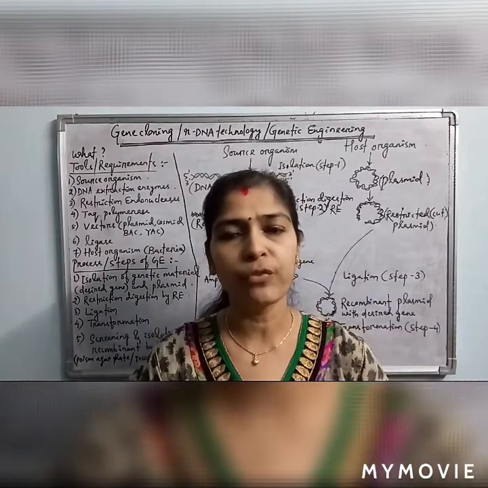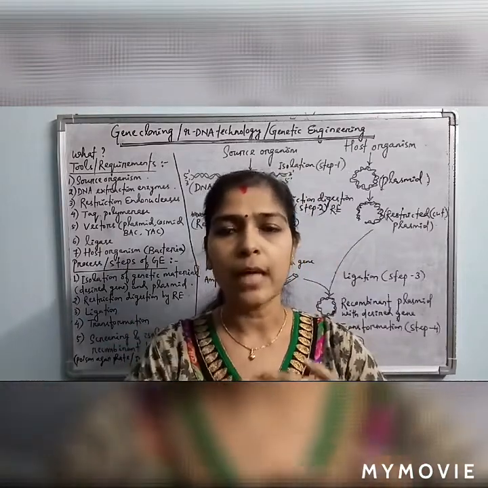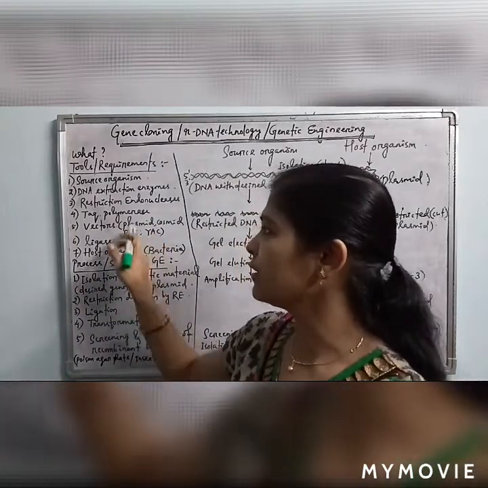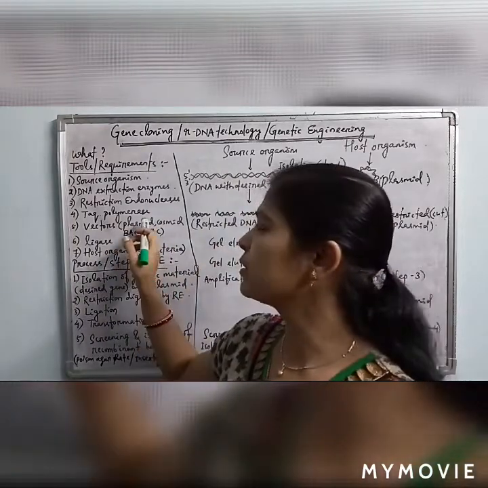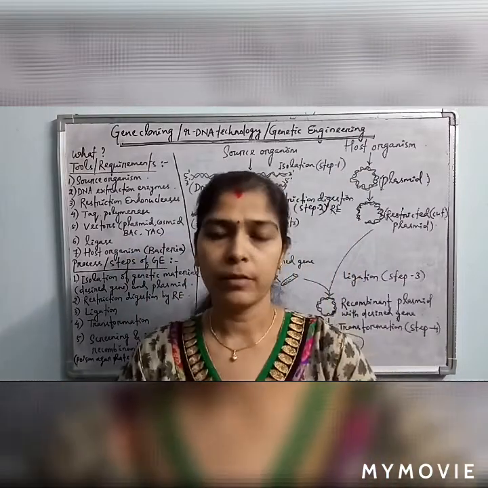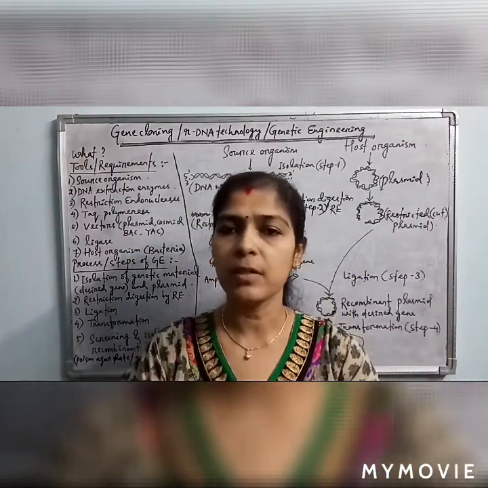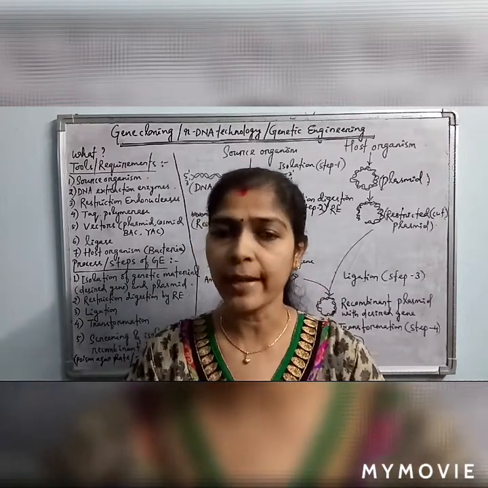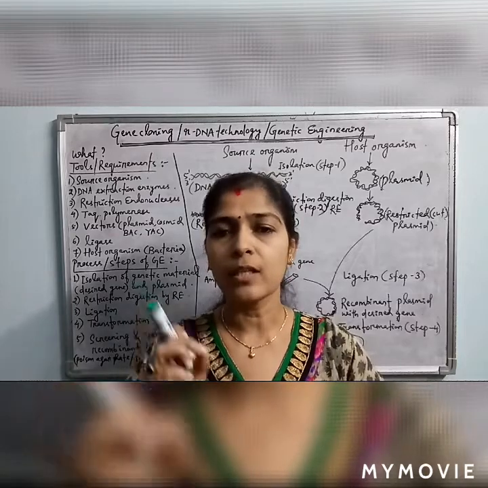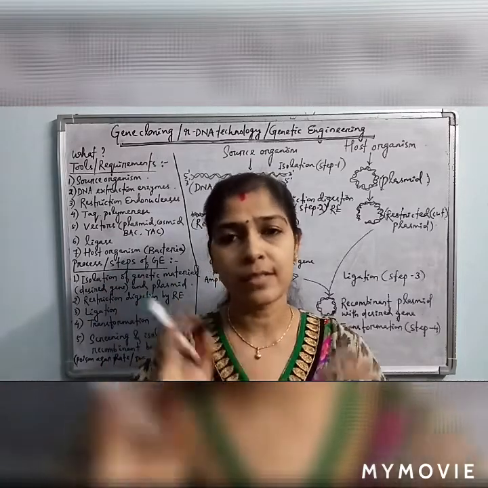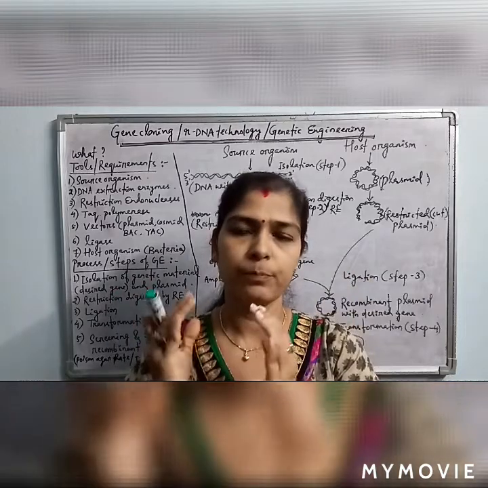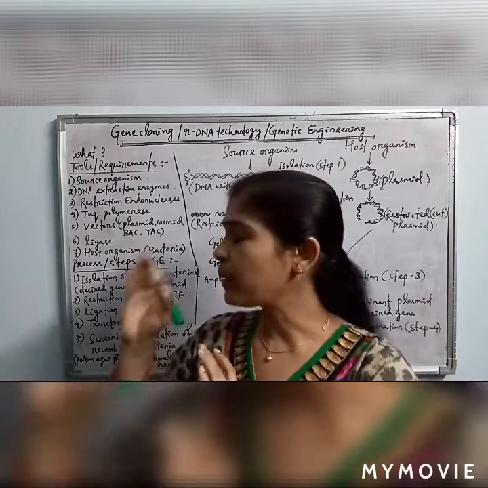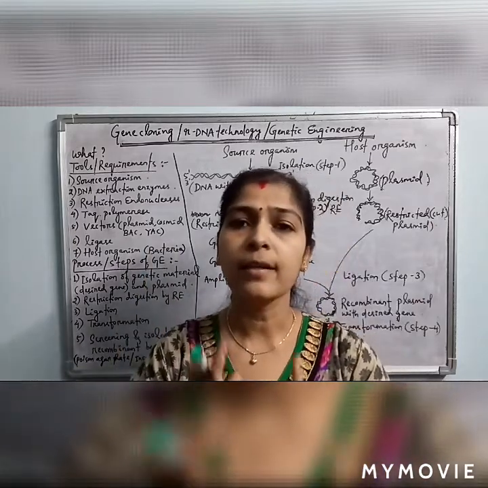I have also told you about vectors. Vectors are the carriers, and plasmid, cosmid, BAC and YAC are the mostly utilized vectors. Plasmids are very commonly used because they are user friendly, and they contain an origin of replication. They contain an MCS, that is multiple cloning site, and this multiple cloning site contains target sequences of different restriction endonucleases. These plasmids also have antibiotic resistance markers.